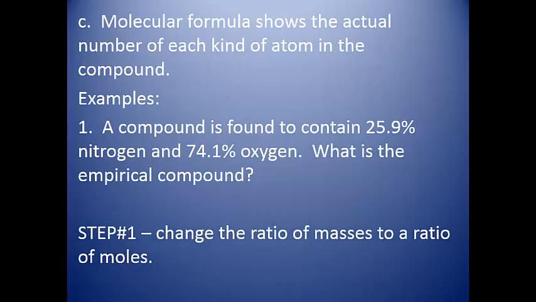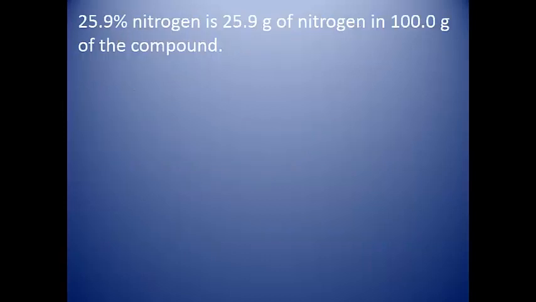So to start off, step number 1 is we want to change these percents into moles. 74.1% means that is 74.1 grams for every 100 grams that you have. We want to convert those to moles. So 25.9 means that you have 25.9 grams of nitrogen in 100 grams of that compound. We've done that before. And so really we have 25.9 grams, all right? And we know that with a molar mass we can convert grams to moles.